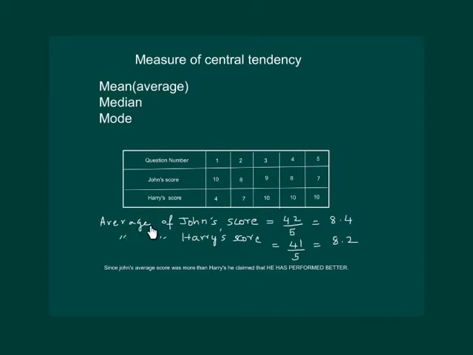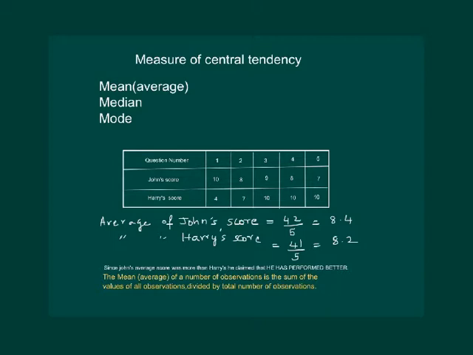The average calculated here is also called the mean. And now we define that the mean of a number of observations is the sum of the values of all observations divided by the total number of observations. Like we have done here. We found the sum of all the marks obtained and divided by the number of observations, that is the number of questions. Also note that mean is denoted by X bar.